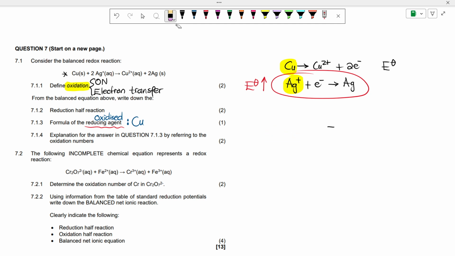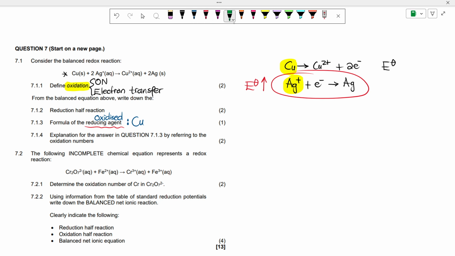Then the next question is the explanation for the answer in 7.1.3, referring to the oxidation numbers. They basically want you to explain what oxidation is, because a reducing agent is oxidized, and something that is oxidized will have an increase in oxidation number. So we just picked copper.